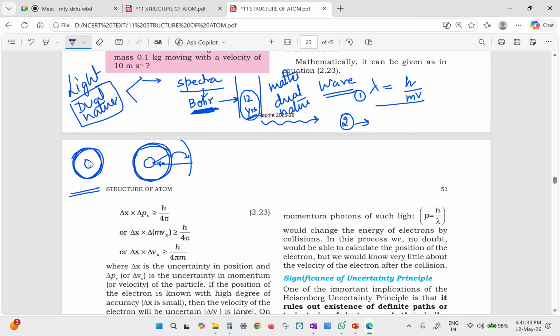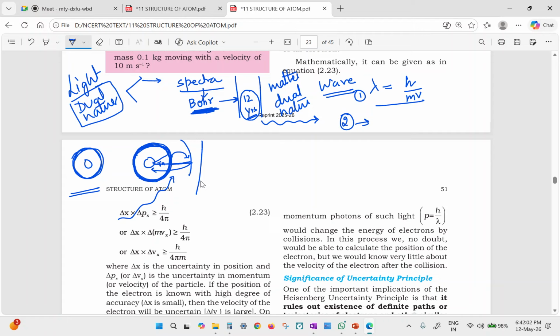Whereas Bohr said that the electrons are revolving on certain allowed energy levels called shells, namely K, L, M, and N shell. As long as it is there, no energy loss, no energy gain. But if electromagnetic radiation supplies the energy required to go to the higher level, it will go. And when it comes back, it emits the same radiation, which forms the emission spectrum.